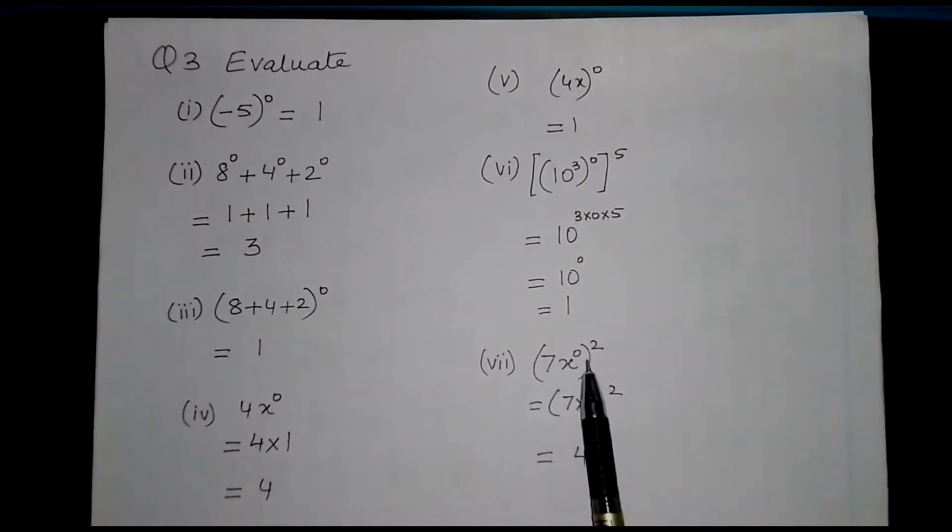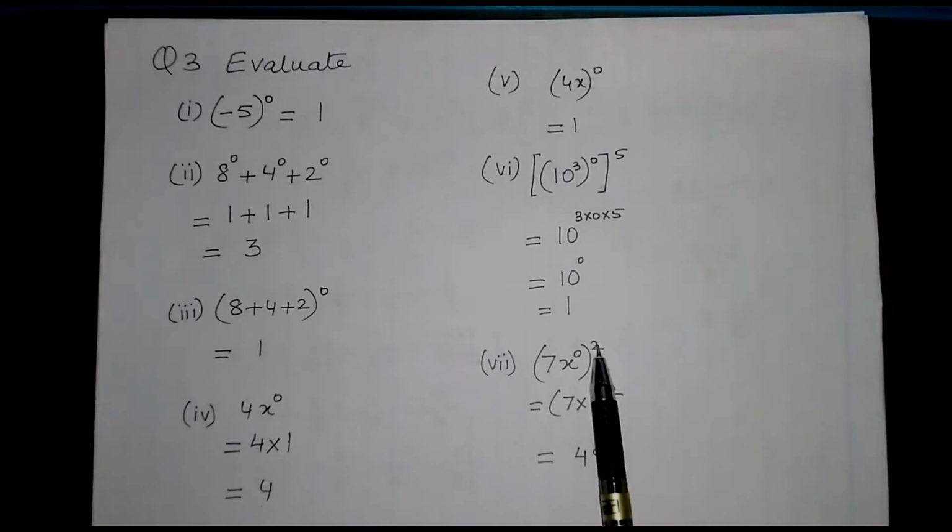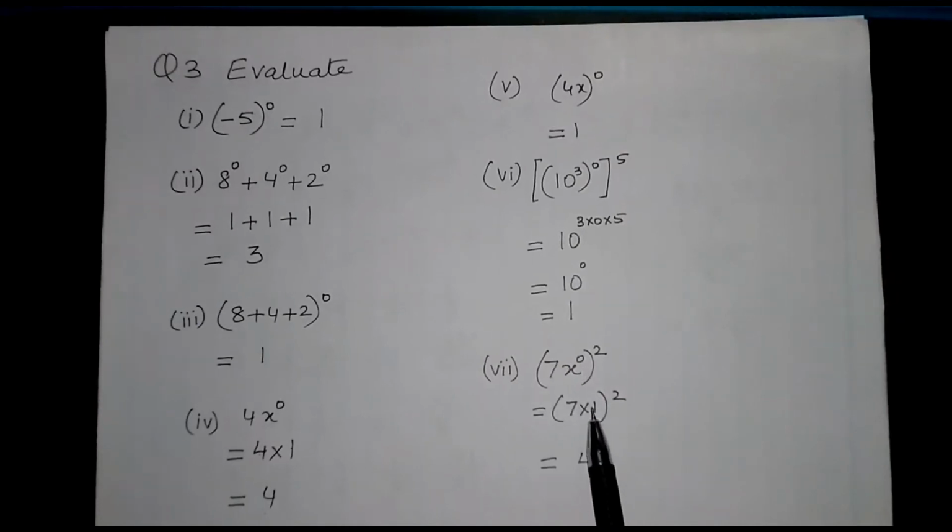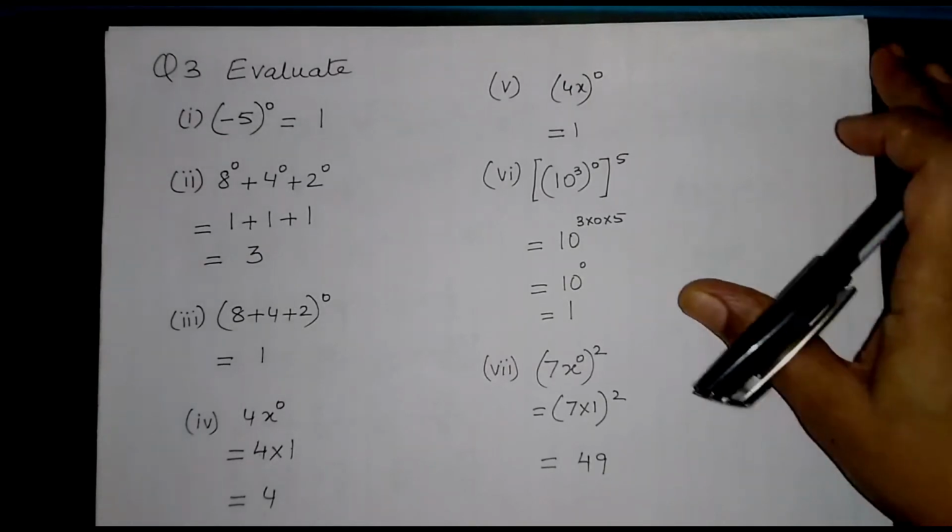Now here in this sum, 7 sum, 7 we have to write directly as it is, and x raised to 0 has value 1. This power 2 is for both these terms, but this 0 is for x only. So we'll write 1 in its place. So 7 square answer is 49.